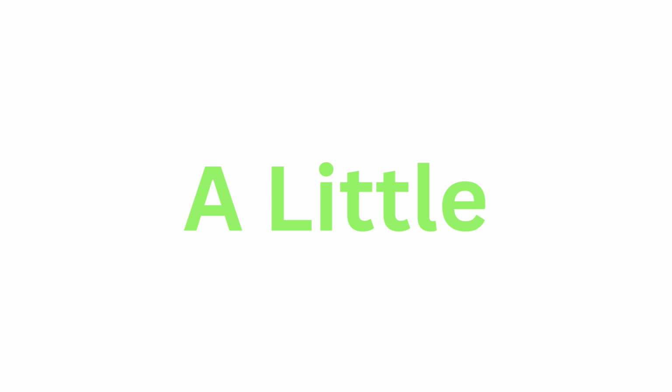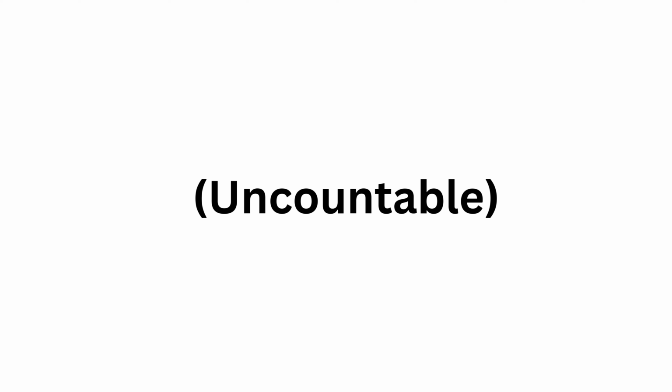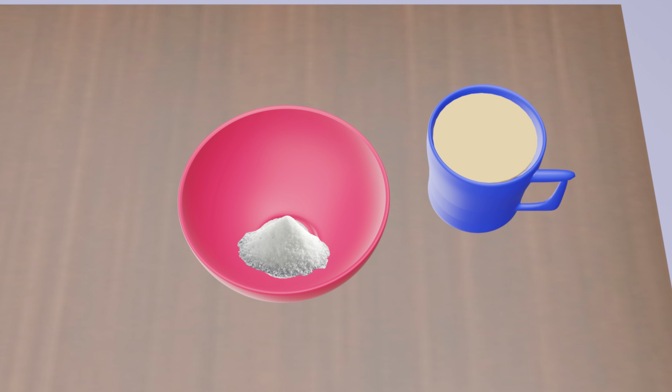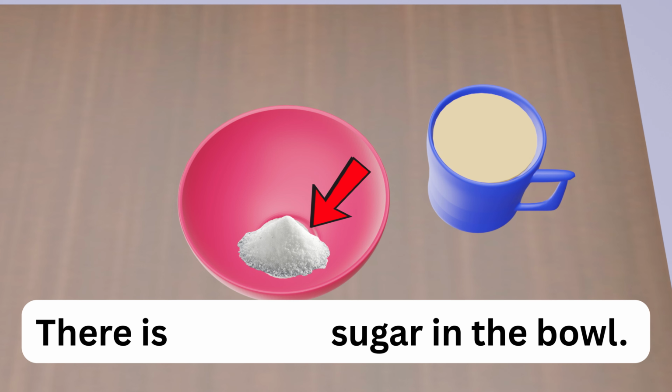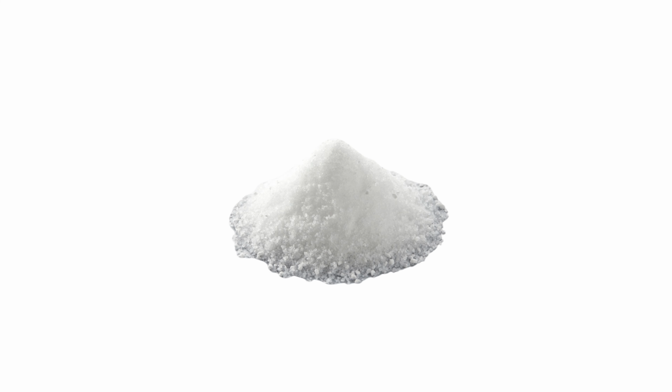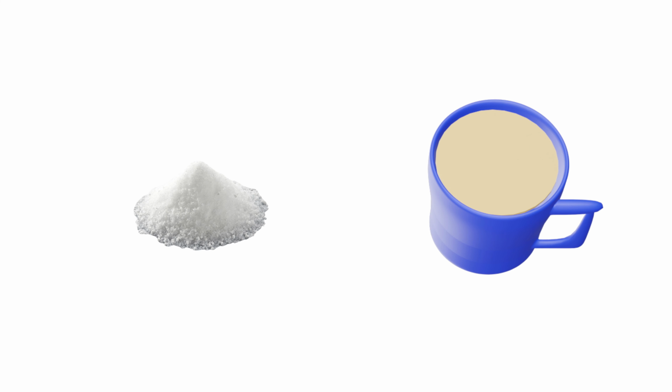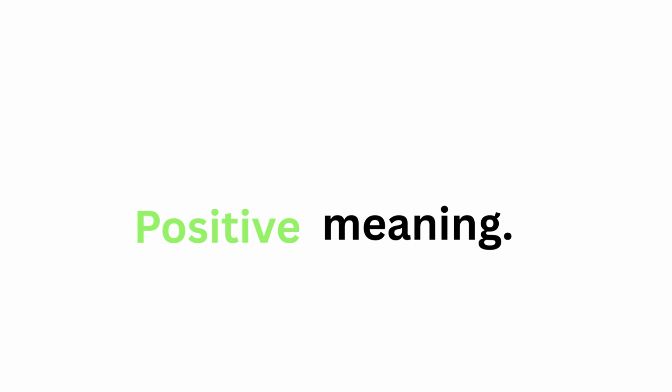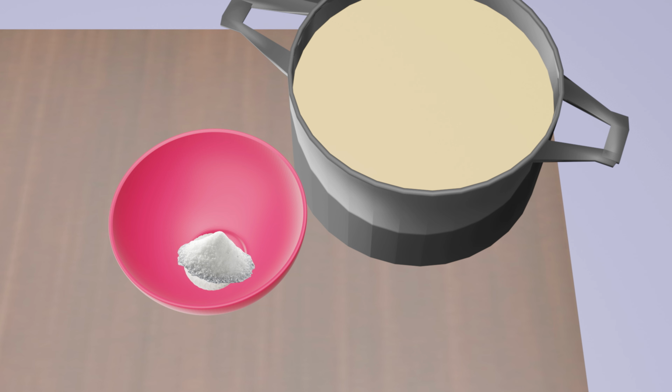Part 2. A little and little. Uncountable. Picture 7. A bowl with a little sugar and a cup of milk tea. There is a little sugar in the bowl. This means the sugar is not much, but it is enough for 1 cup of tea. Positive meaning.